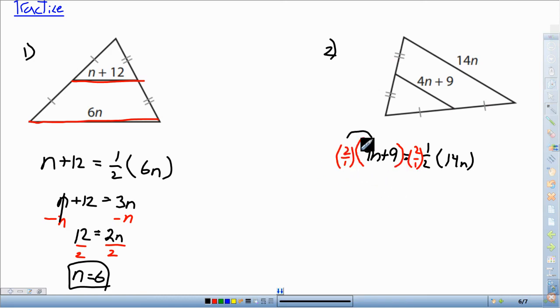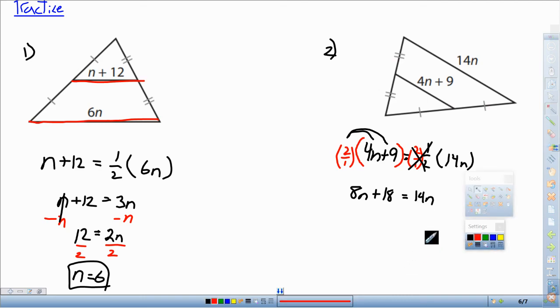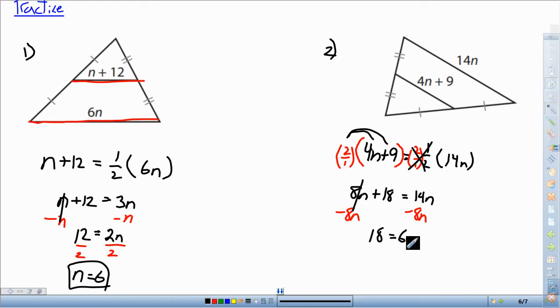Okay, so I'm going to now distribute that 2 into the parentheses. So 2 times 4n is 8n, 2 times 9 is 18. Over on the right, these are gone. I have 14n. Now I'm going to bring my n's to the same side. I'm going to choose to bring this 8n over to the right. So I've got 18 on the left, 14 minus 8 gives me 6n. Now I can divide both sides by 6. 6 goes into 18 3 times. I'm going to get 3 equals n. I'm going to flip it around, n equals 3.